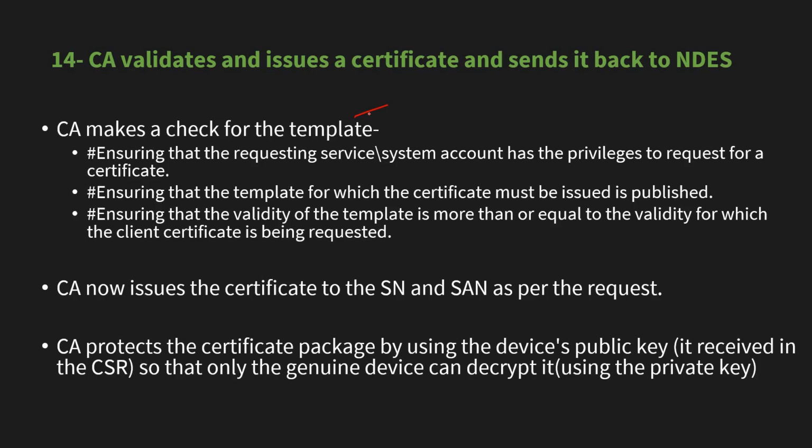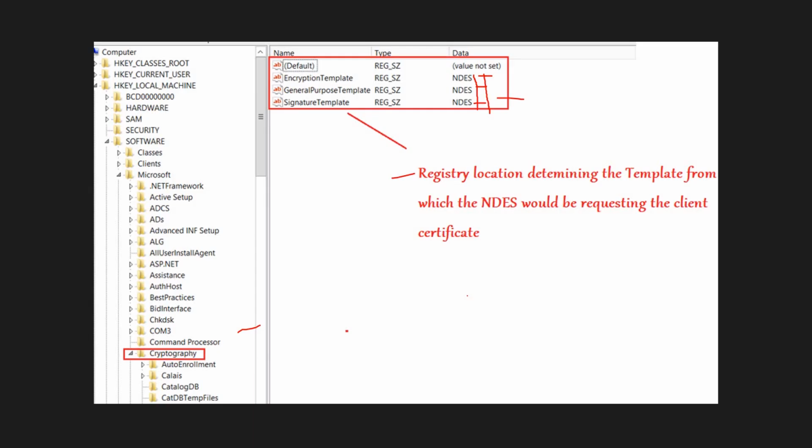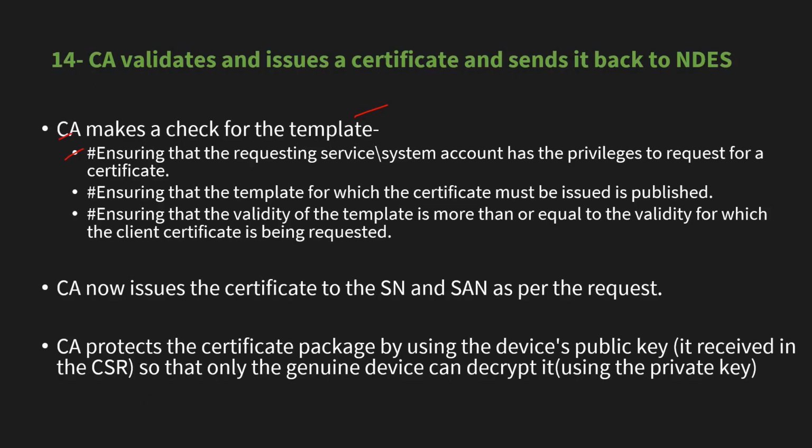There is a system account or a service account which the connector is running with. So the CA is going to first check whether the service account or the system account has privileges or not to request a certificate from the specific template it wants to. So like in this case, we have mentioned the template name NDES, which means that there would be a template in the CA named NDES.